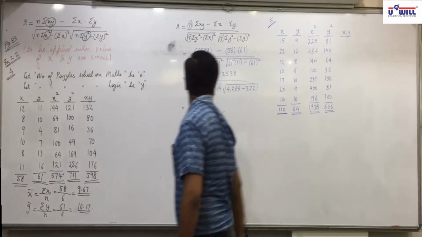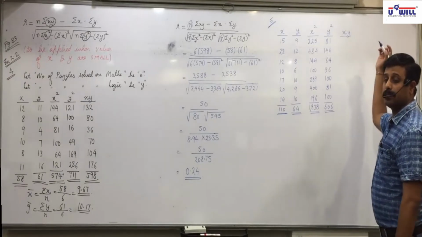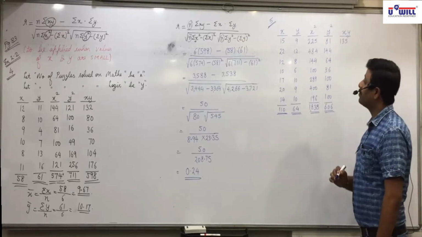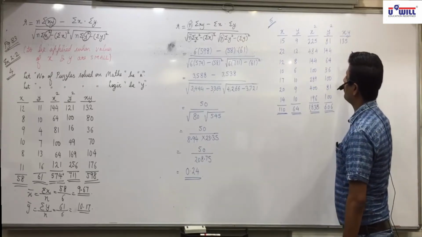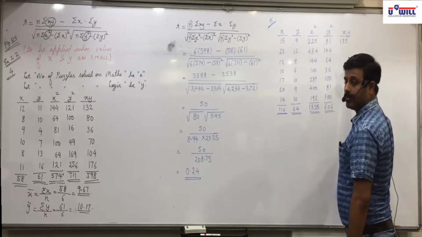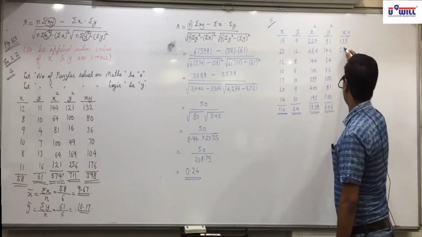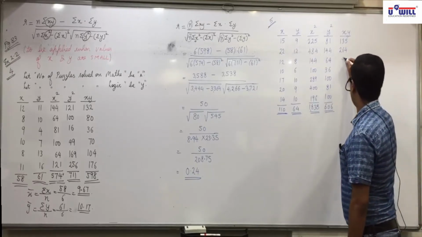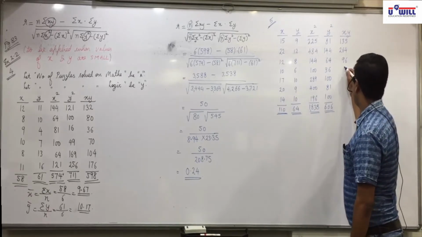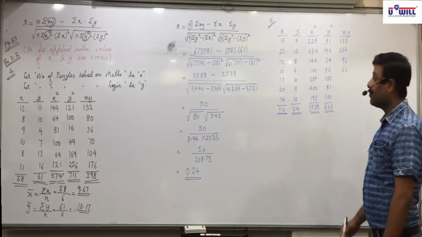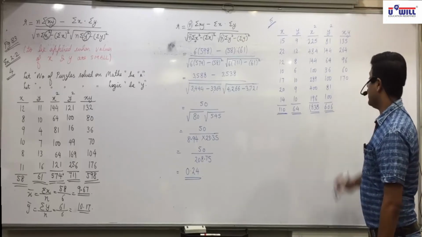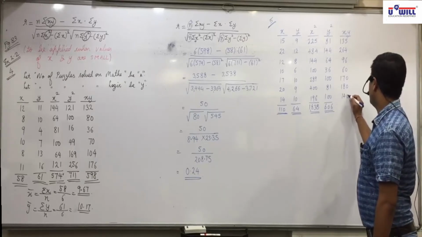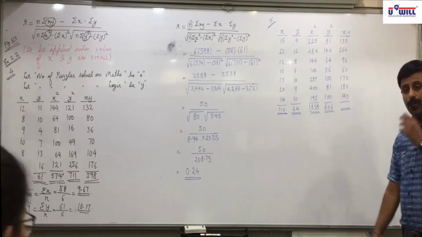Mega, XY. 15 into 9, 135. 22 into 12, 264. 12 into 8, 96. 10 into 6, 60. 17 into 10, 170. 20 into 9, 180. And 14 into 10, 140.